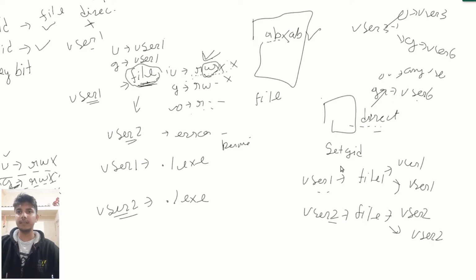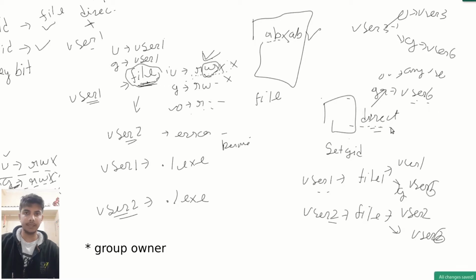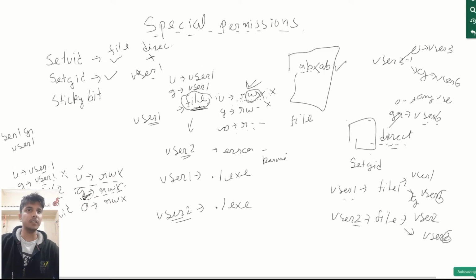Similarly, after setting the setgid, if user1 goes there again and creates a file, then the group owner will be user6 instead of user1. Similarly, if user2 goes there and creates a file, then user6 will be the group owner instead of user2. So when setgid permission is set, any file or subdirectory created inside that directory will have the group owner of that directory as its group owner. So keep this point in mind. This was about the setgid, and it can take place on files and also on directories.